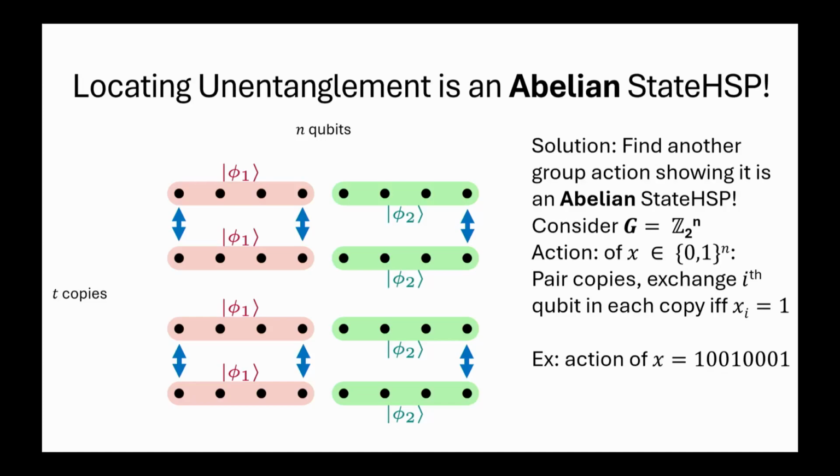So let me give you an example. So here's the action of 1001 0001. This has non-zero entries on the first, fourth, and eighth qubits. So this is saying for each of your paired copies, exchange the first, fourth, and eighth qubits of the copies.